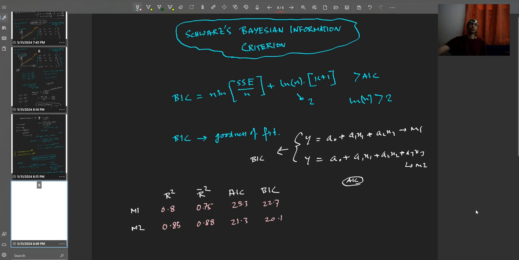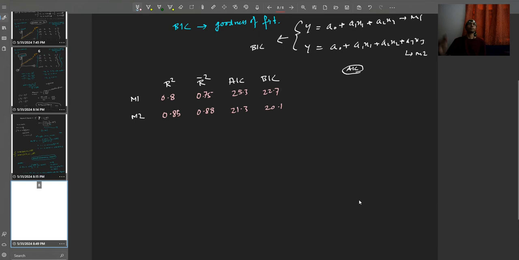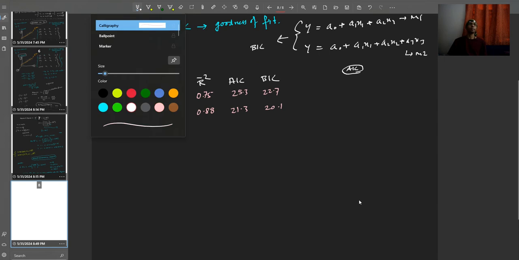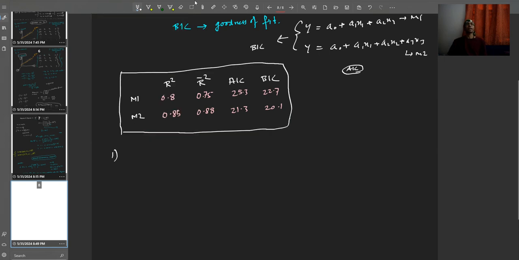Now we have a few questions to answer from this problem. Let's say this is our data set, and we will solve a few questions and answers from this. The first question is, does model 1 or M1 have a t-statistic value of greater than 1 in magnitude or less than 1 in magnitude? Is the magnitude of t-statistics for M1 greater than 1 or less than 1? The answer is, the t-stat magnitude is greater than 1.